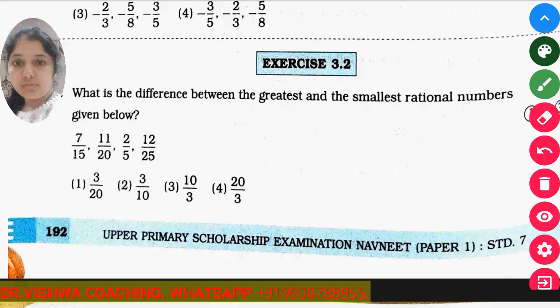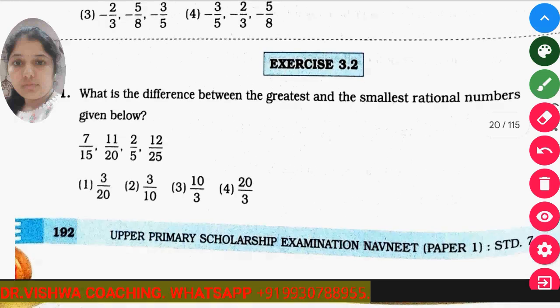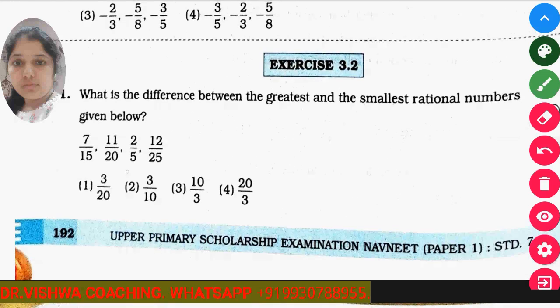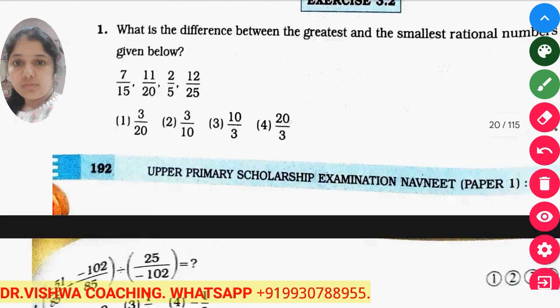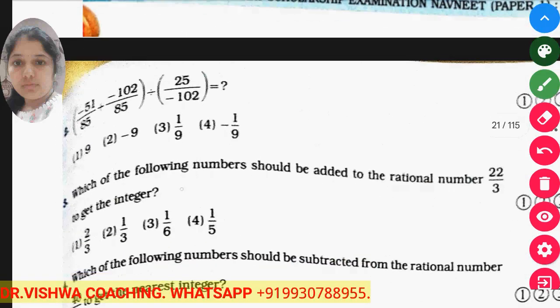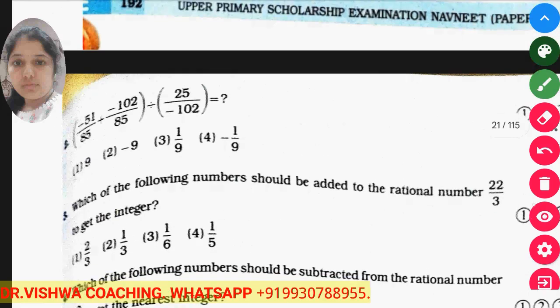Now here what you can do, you have to make their denominators common first. Okay. Find the LCM, least common multiple, for all of them, and then you compare their numerators and denominators, and then find out the smallest and greatest rational number. So you will do it at home.